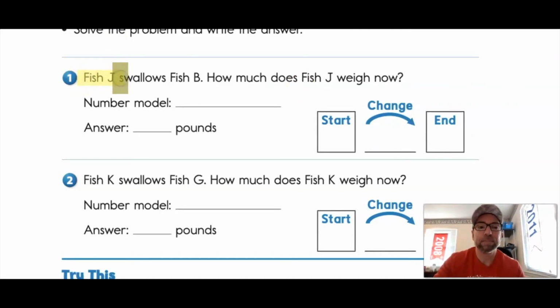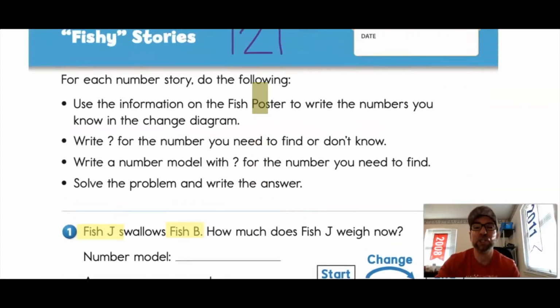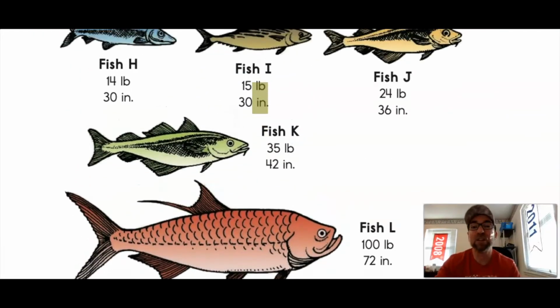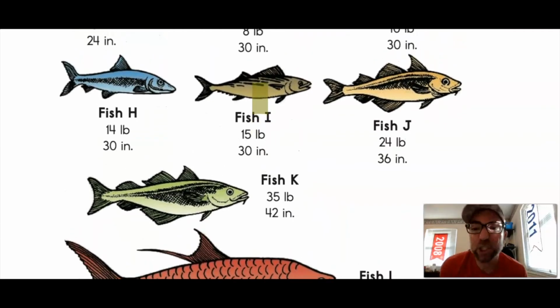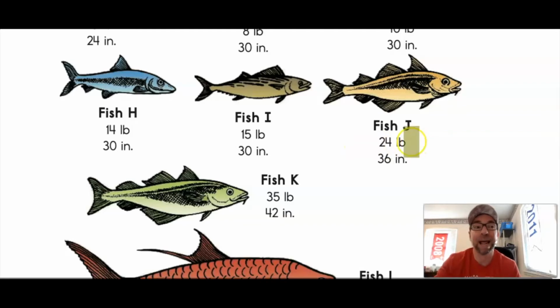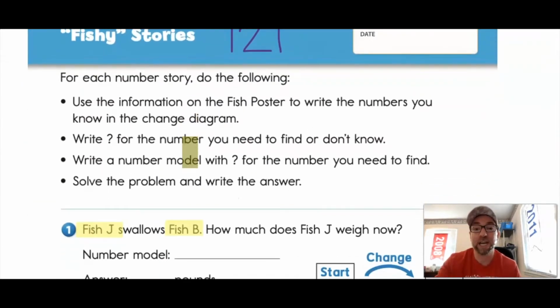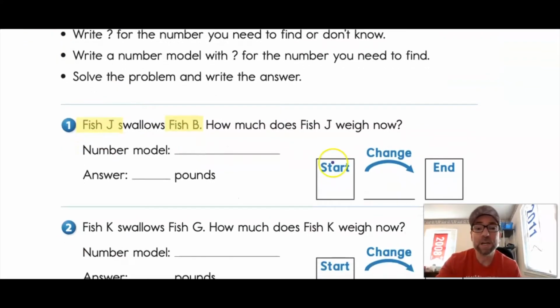Fish J swallows fish B. How much does fish J weigh now? So we have to start our story. And our story starts with fish J. How much does fish J weigh? Well, let's look at our poster. Fish J weighs how much? I see 24 pounds. So, in our start, change, end diagram, we're going to start with the 24.